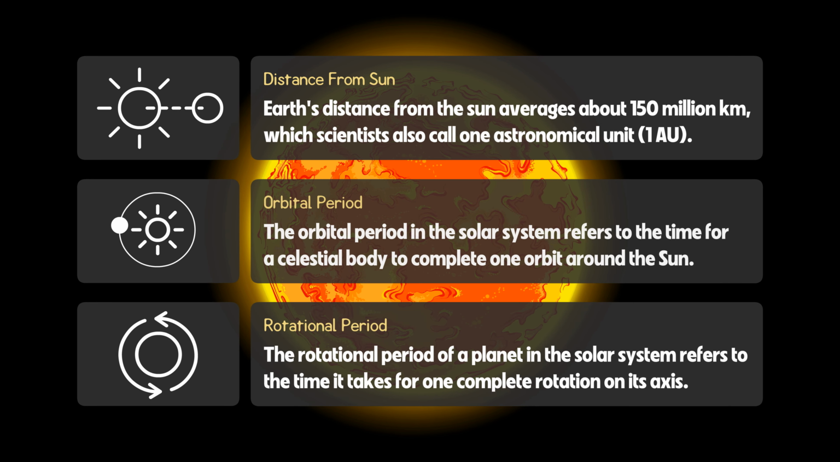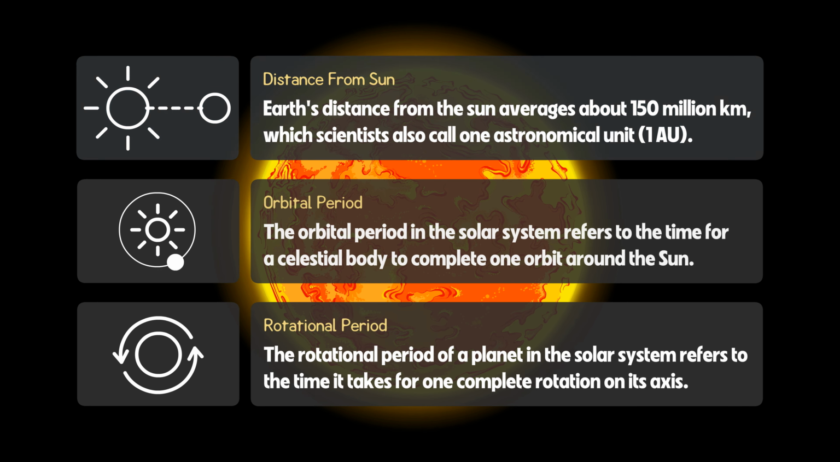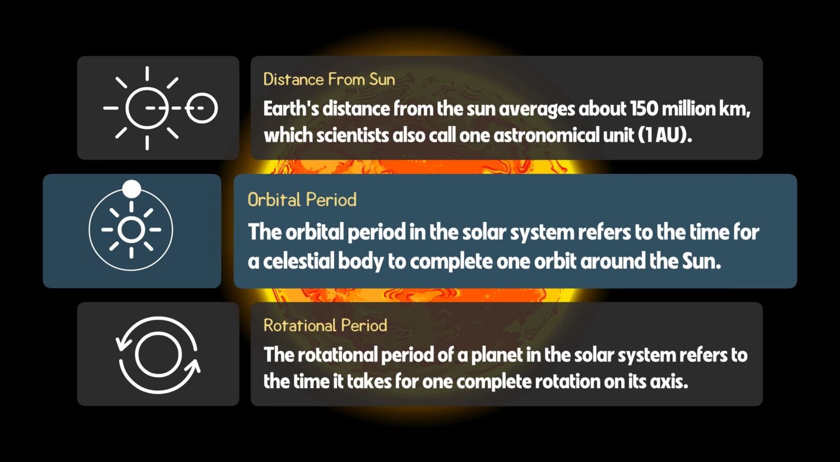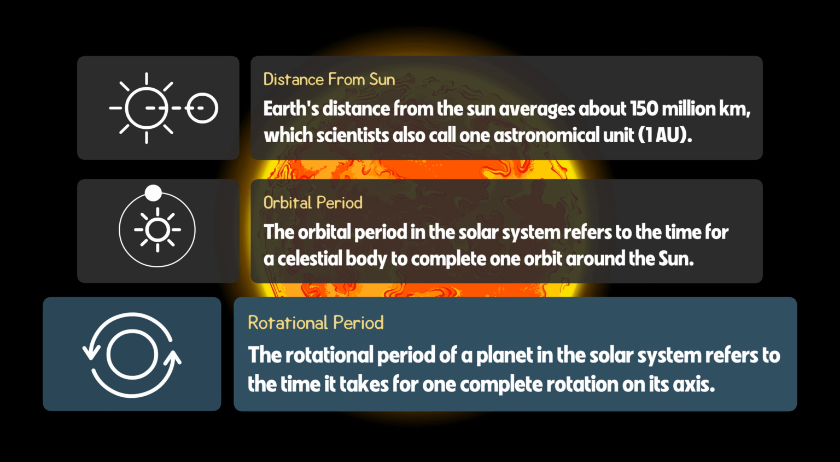Before we talk about each planet, let's explain 3 important terms applicable to all of them. Earth's distance from the Sun, on average about 150 million kilometers, is also known as 1 astronomical unit. The time it takes for a planet to complete one orbit around the Sun in the solar system is called its orbital period. On the other hand, the rotational period of a planet refers to the time it takes for one complete axis rotation in the solar system.